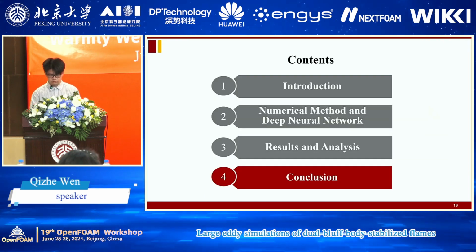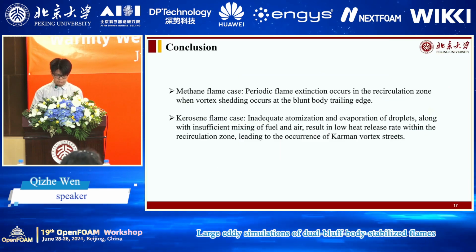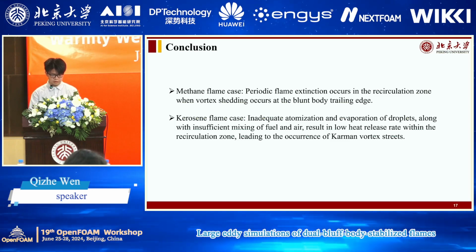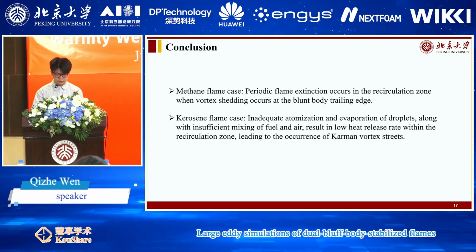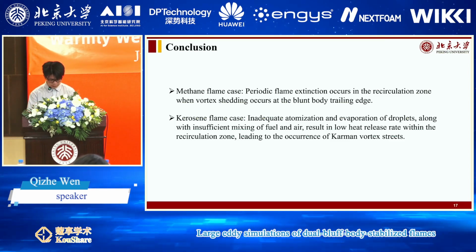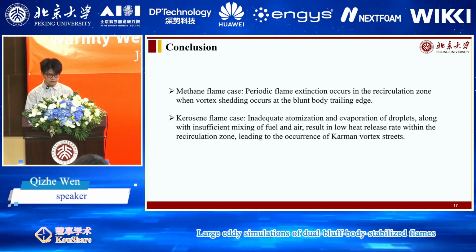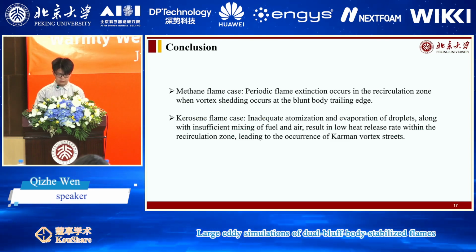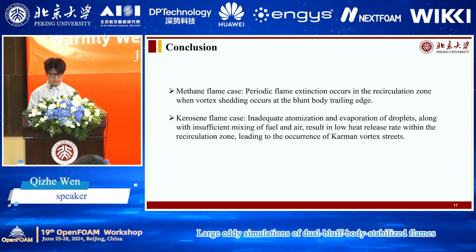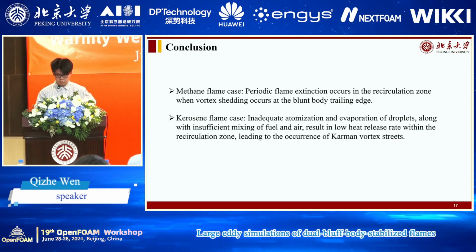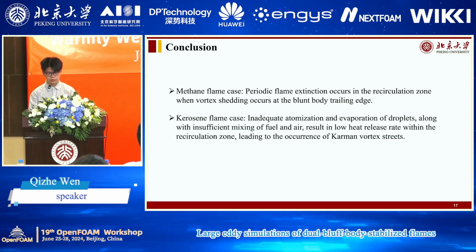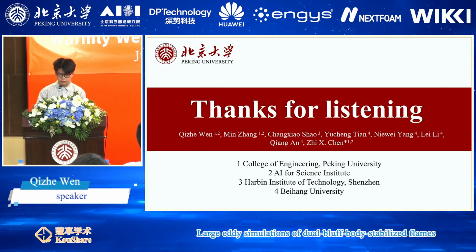In this section, I will introduce my conclusion. Firstly, in the methane flame case, we found that periodic flame extinction occurs in the recirculation zone when vortex shedding occurs at the bluff body tail edge. In the kerosene flame case, we found that inadequate atomization and evaporation of droplets, along with insufficient mixing of the fuel and air, result in a low heat release rate within the recirculation zone, leading to the occurrence of the Karman vortex street. Thank you for your listening.